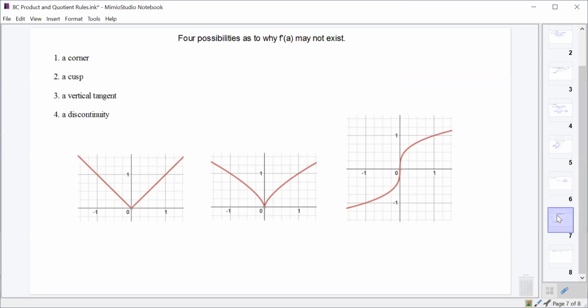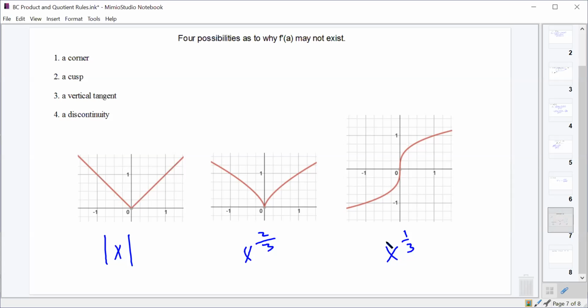All right, and we'll remind ourselves of the 4 reasons why the derivative at a point might not exist. The first of those is a corner, like an absolute value graph. The second one is a cusp, like in the graph of x to the 2/3. Next one is a vertical tangent, like that graph of x to the 1/3. And then the last would be a discontinuity, which I don't have a picture of, but I think you know what a discontinuity looks like.